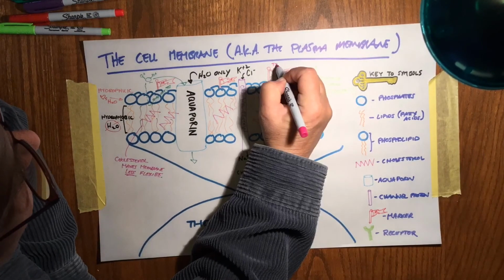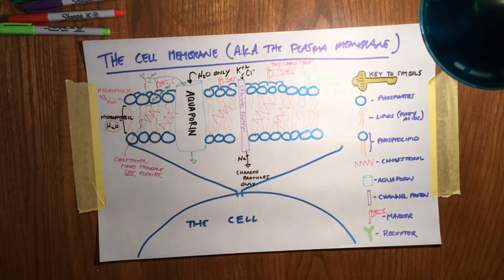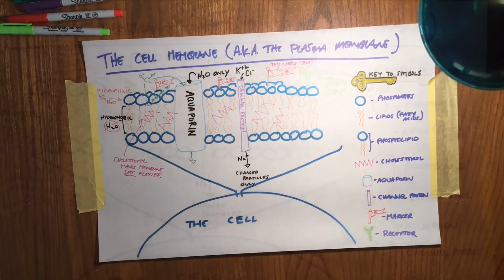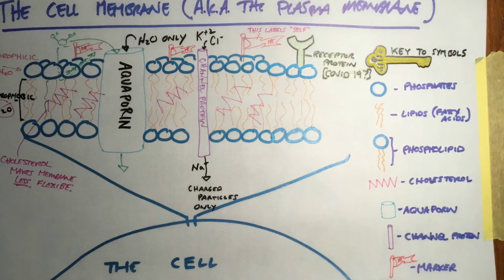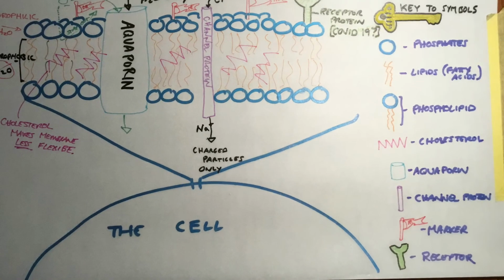Now you have all of the structures that make up the cell membrane. If you would like to review, please slow this video down and check out what you've got. Make sure that all of your pieces can be seen and you understand what they all do in order to control what goes in and out of cells.